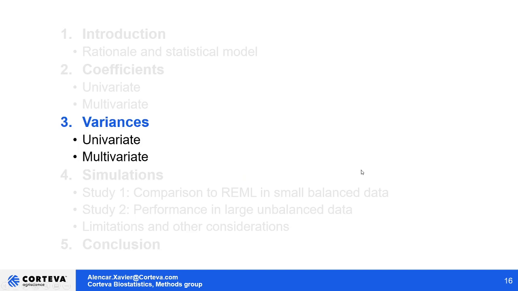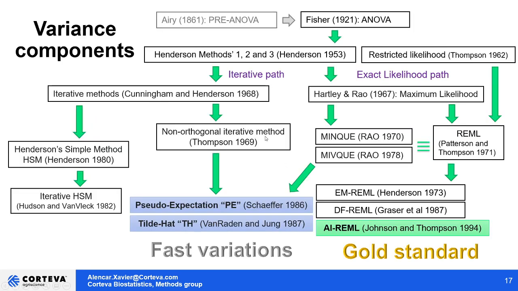Alright, so now moving on to the variance components. So we know that we should not undermine where variance components come from. We usually take for granted the whole history of the variance components, but here I just want to quickly go through the pathways of what is the gold standard and what we are going to be deploying in this study.